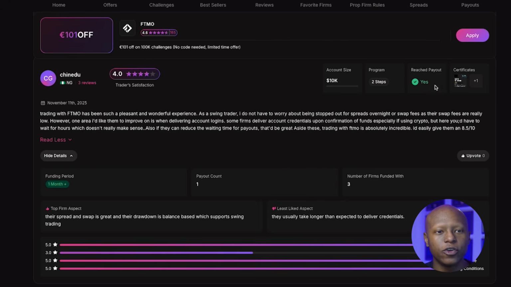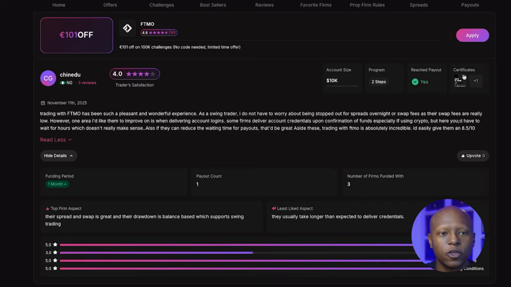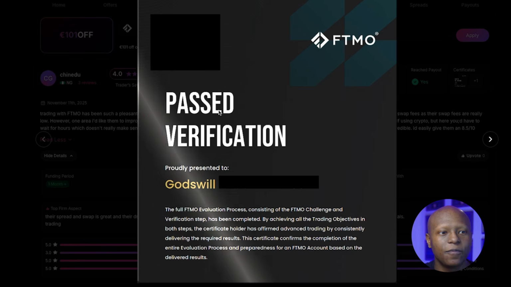And you can see that these are traders who have actually become funded. In order to leave a review on Prop Firm Match, you actually have to become a funded trader with the firm. So you can see here their certificate of passing their account, so that you know that you're getting real advice from real traders who've actually traded with these firms.